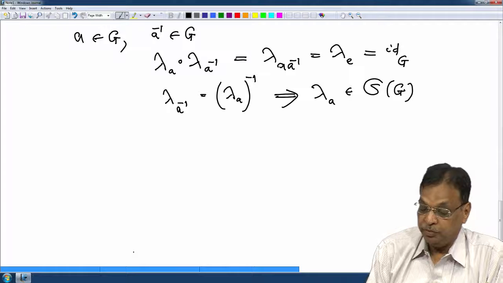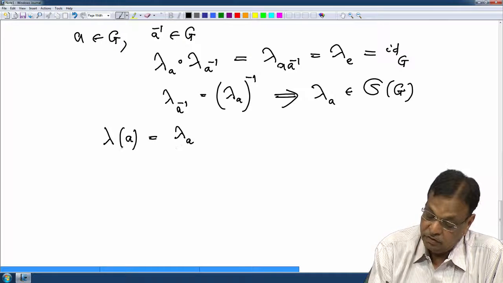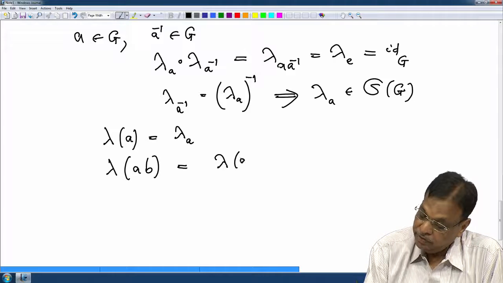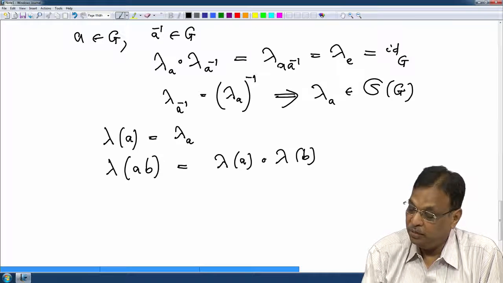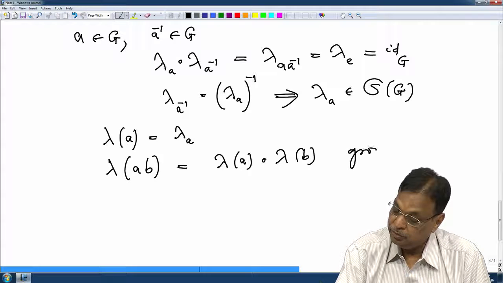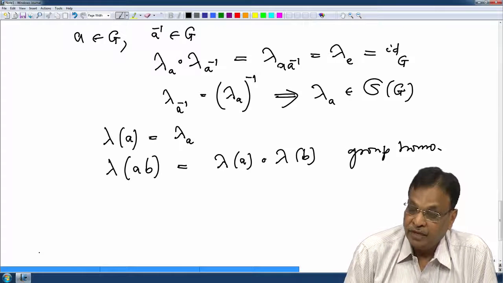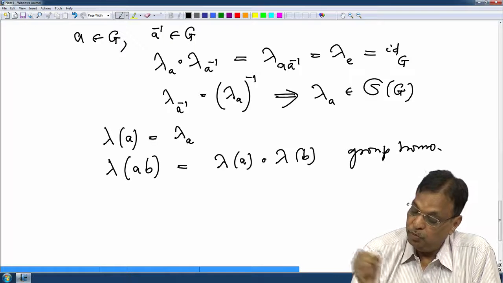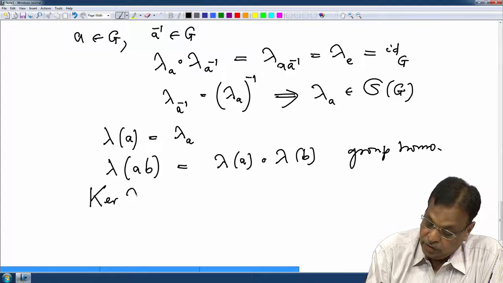Now we have to check it's a group homomorphism. So we have this lambda of A equal to lambda suffix A. So we have to check that lambda AB is the same thing as lambda A composed with lambda B. But this is what I have checked earlier. So that means it's a group homomorphism. Now I want to check it is injective. So to check that a group homomorphism from one group to another group is injective, we only have to check that the kernel of that map is trivial.